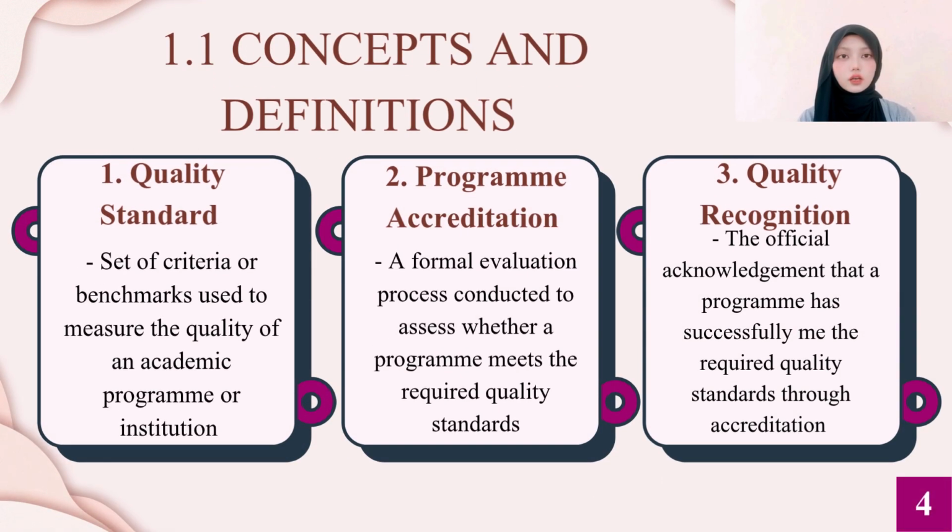Now, we will start with the overview of quality recognition in higher education, which includes three components: quality standards, program accreditation, and quality recognition. First is quality standard. Quality standard refers to the set of criteria or benchmarks used to measure the quality of an academic program or institution. This standard acts as a guideline to ensure that the program is consistent, effective, and meets the required academic quality. The next is program accreditation.